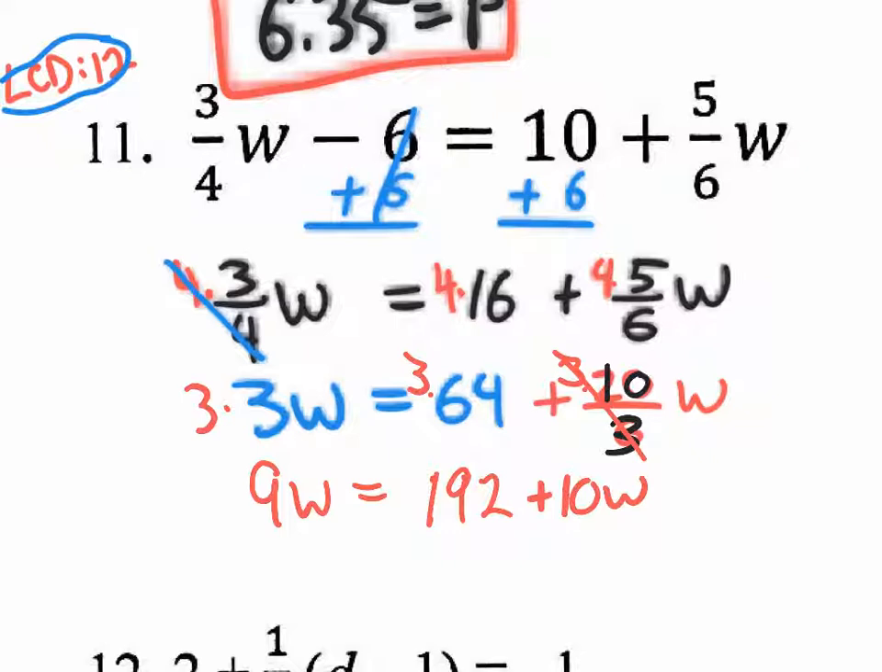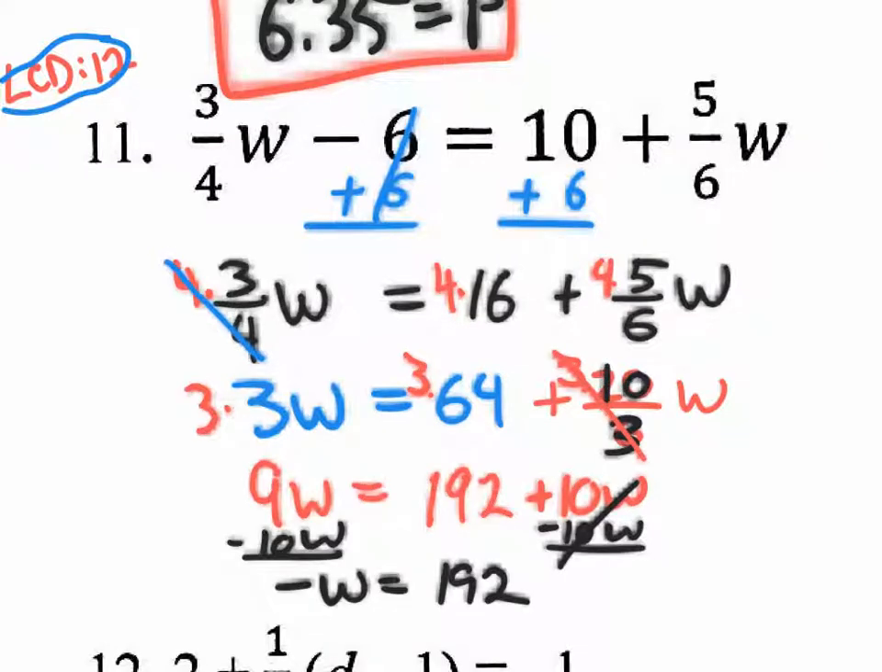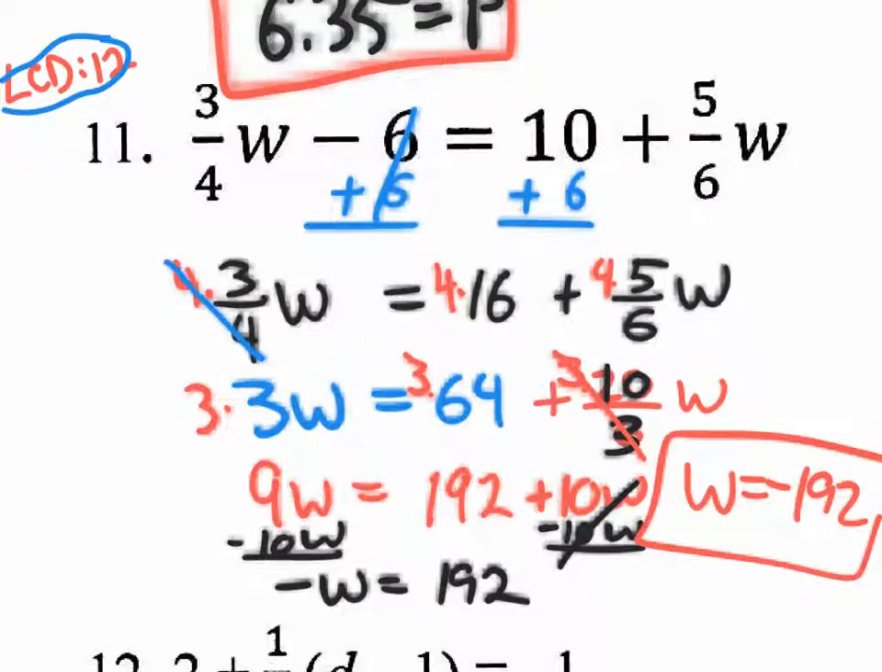So I want to get w by itself on one side. I am going to subtract 10w. Subtract 10w. I will have negative w, or negative 1w, equals 192. So I want a positive w, not a negative. So multiply both sides by negative 1, and you will get your final answer of w being equal to negative 192. Same answer, right? Just a different way of doing it.